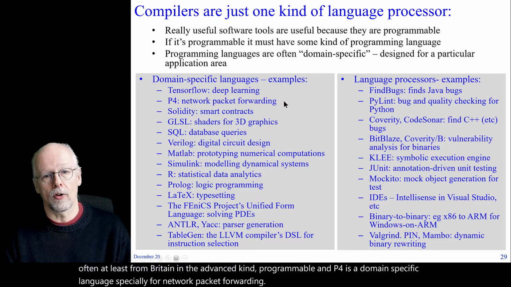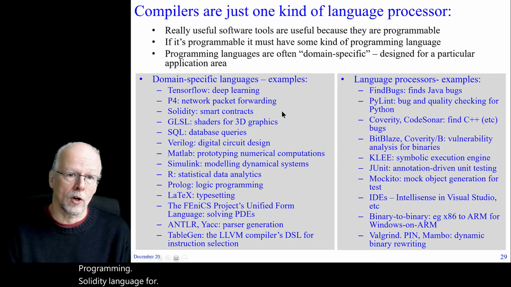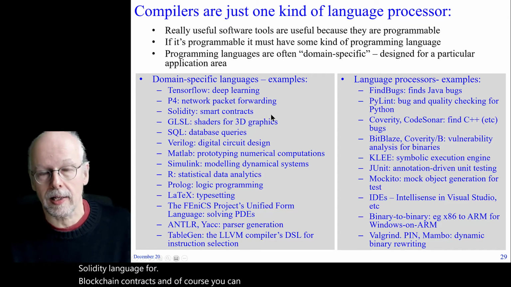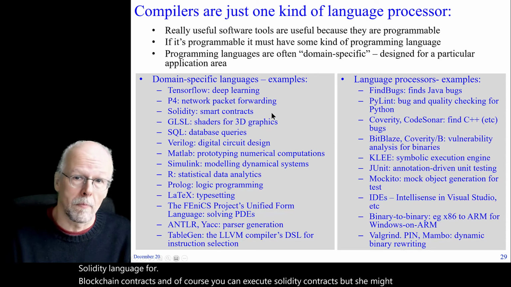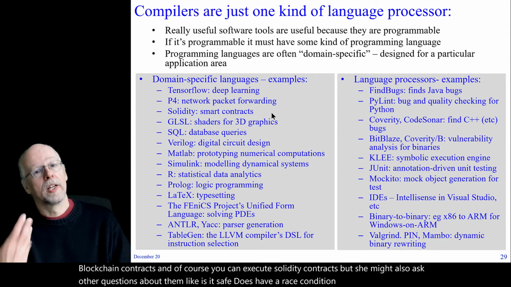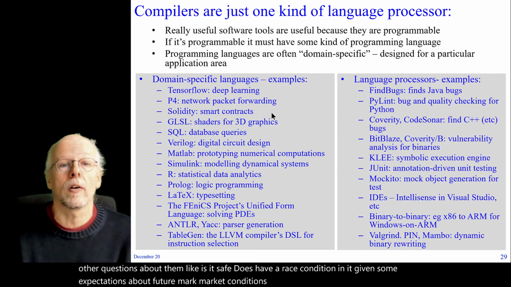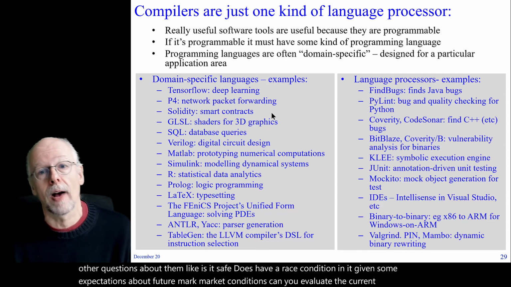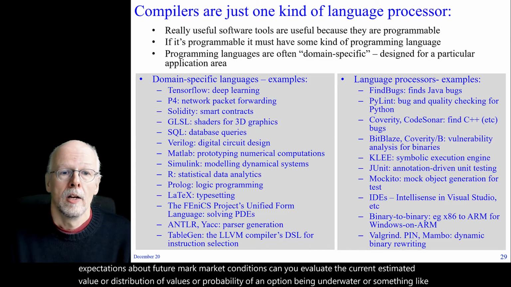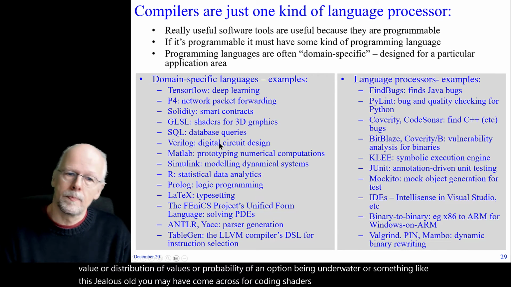policy programming. Solidity, a language for blockchain contracts, and of course you can execute Solidity contracts, but you might also ask other questions about them, like is it safe? Does it have a race condition in it? Given some expectations about future market conditions, can you evaluate the current estimated value or distribution of values or probability of an option being underwater or something like this? GLSL you may have come across for coding shaders. SQL I know you know about.